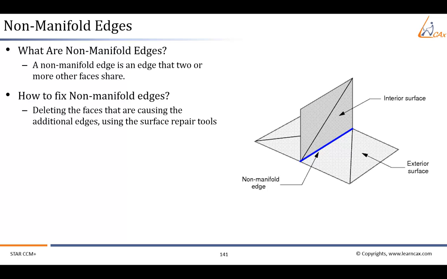There are instances when you do not need to fix non-manifold edges. For example, a baffle joined to the surface of a body has the shared edges marked as non-manifold edges until you convert the baffle to an interface. As long as you are aware of the error and convert the baffle to an interface before surface and volume meshing, you can ignore the non-manifold edges.